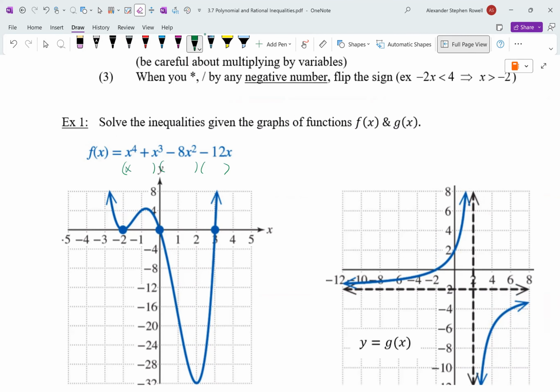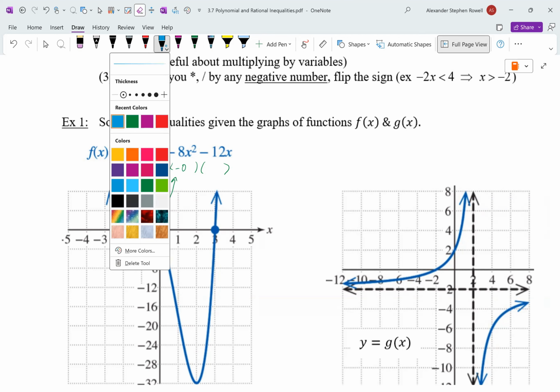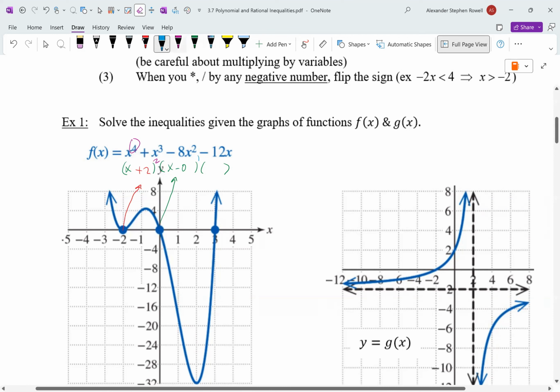X what? +2, very good. Because -2 is a 0. Is it even or odd? Even. So 2, 4, 6. I picked 4 because it's only a 4th degree polynomial. Okay, what's my other 0? Yes, x minus 0, and it's odd, right? So I'll pick my smallest odd number, 1. And then what's the next one? X minus 3 to an odd power, right? And so together it makes x to the 4th. My leading coefficient is just 1 here because I just get 1x to the 4th.